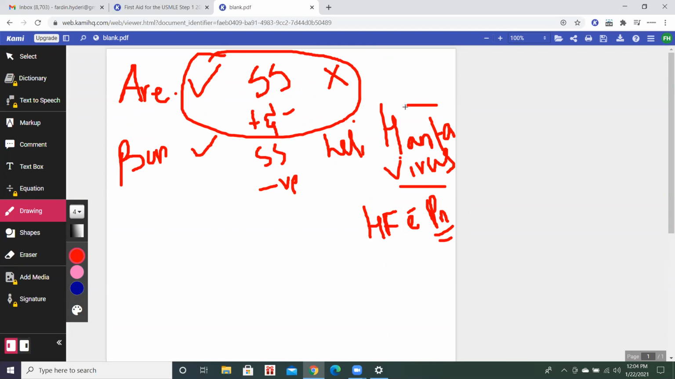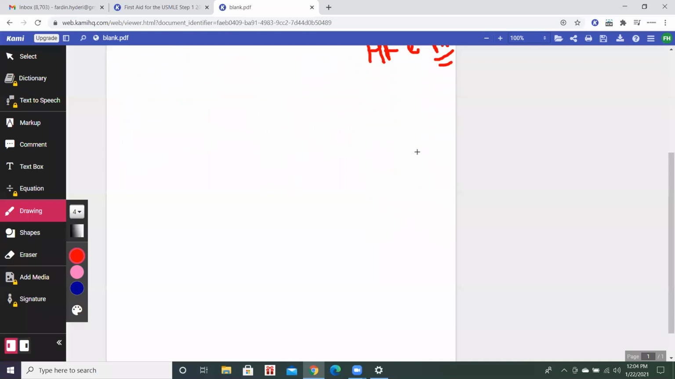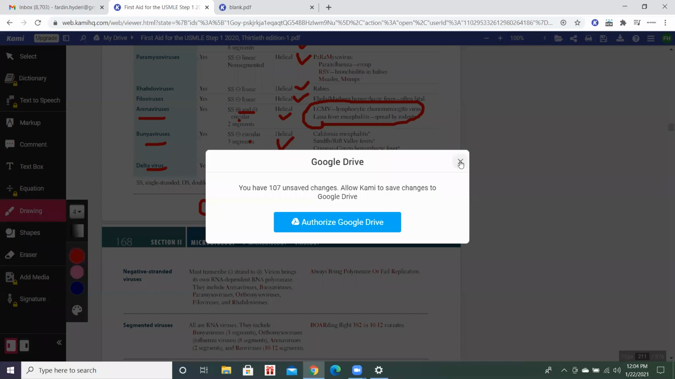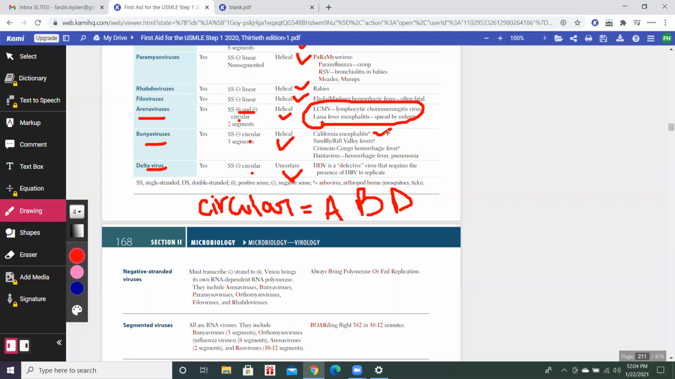Okay. And except Hantavirus, you also have three other low yield things which you do not need, the names of which I truly do not remember, and I think it's not worth remembering. I remember one of the names was Crimean Congo hemorrhagic fever. The other two are, let's see, California encephalitis and Sandfly Rift Valley fever. These are not high yield. Okay, so you do not have to worry about this.